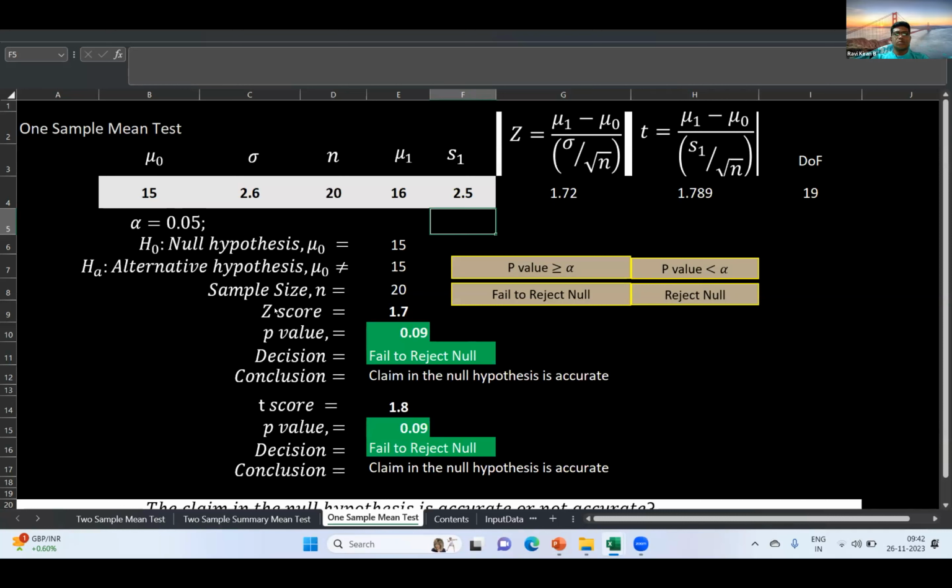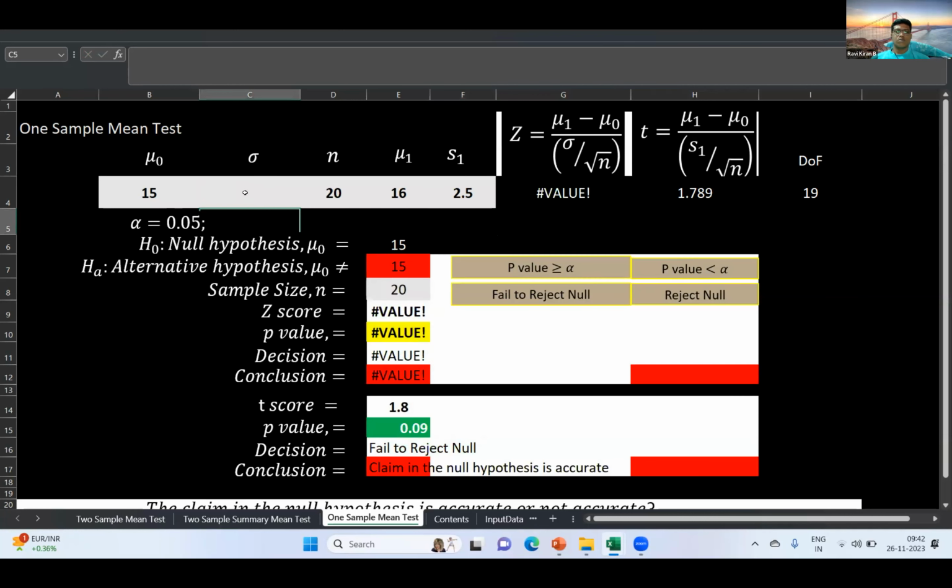Now we have to find out the Z score. The Z score formula I have given here: mu1 minus mu0 divided by this, which is called the standard error. What is the n value? 20. What is the sigma value? I know this, 2.6. If I do not know this 2.6, what happens? See here, I can't find out the Z value.